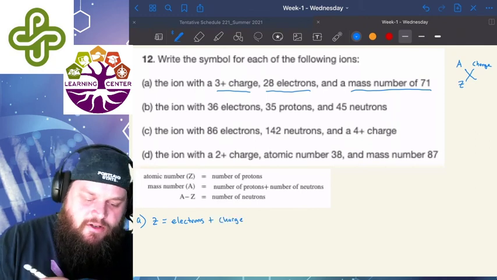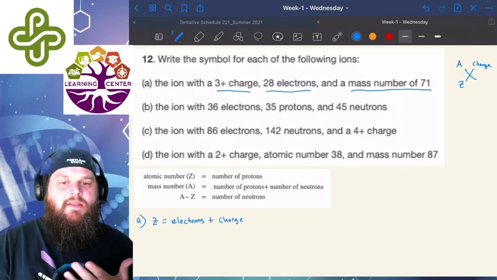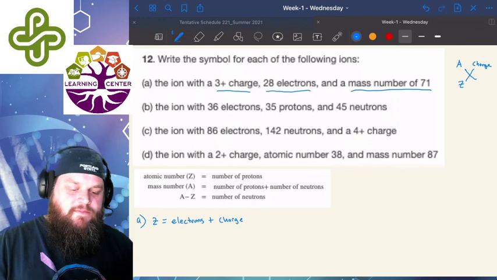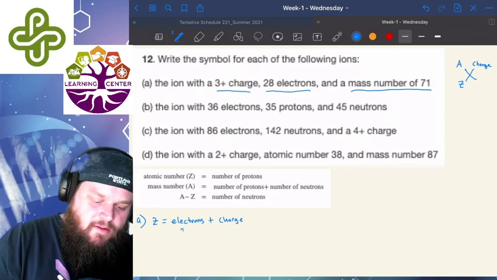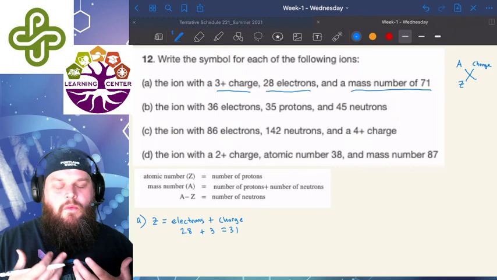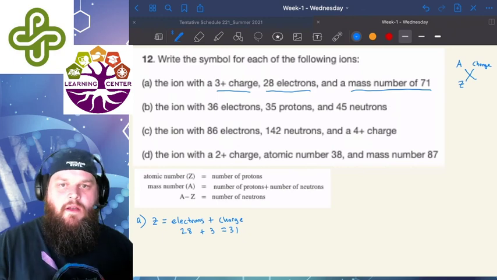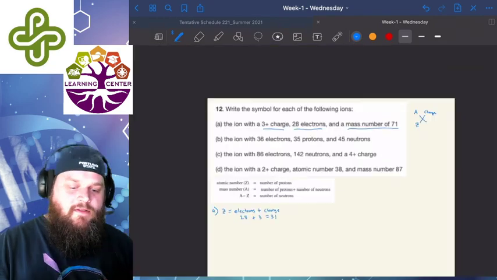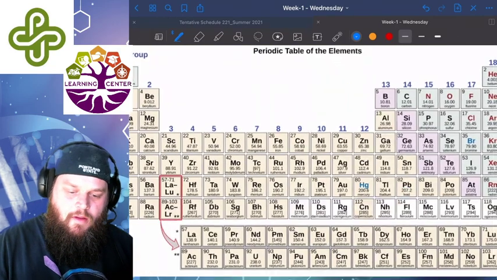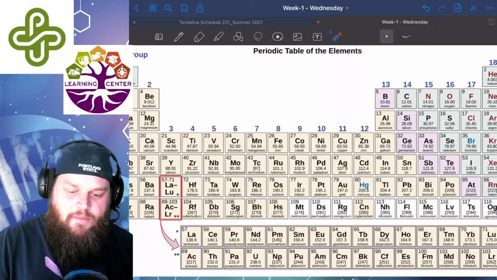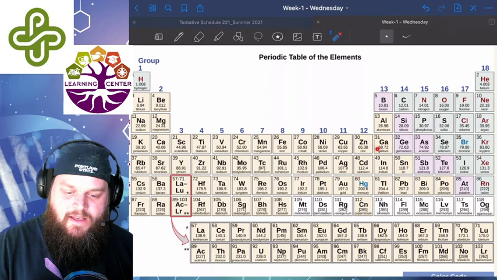Because if the charge is positive, that means we're missing electrons in there. Electrons are negatively charged particles floating around the nucleus. So in this case, we have 28 plus 3, which is equal to 31. Now that we know Z is equal to 31, remember that's the number of protons, and that defines what the element is. So we can go to our periodic table and search for number 31. Just in that top left corner, we can see here is gallium, Ga.